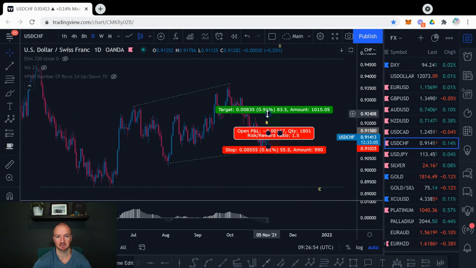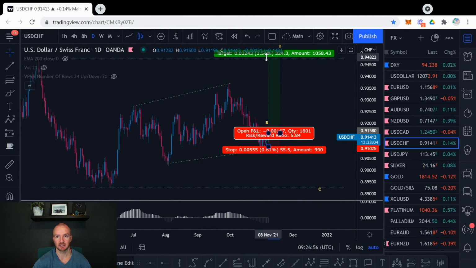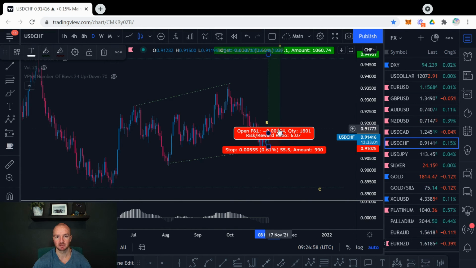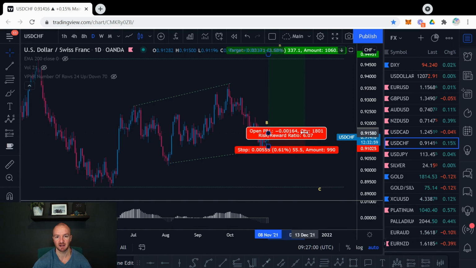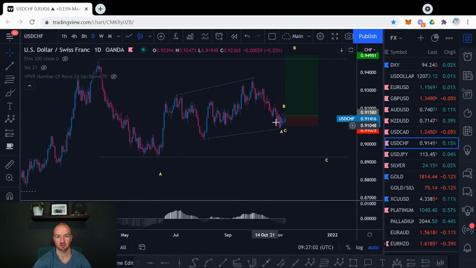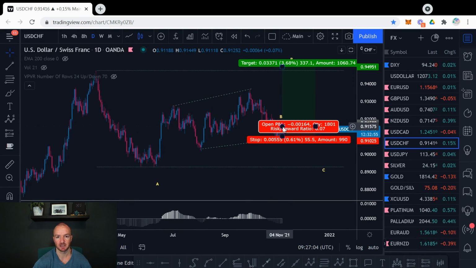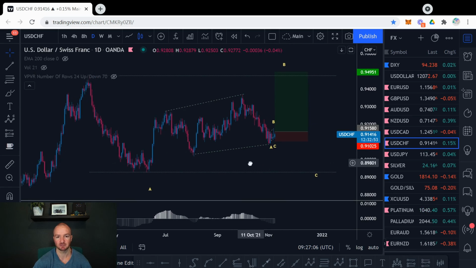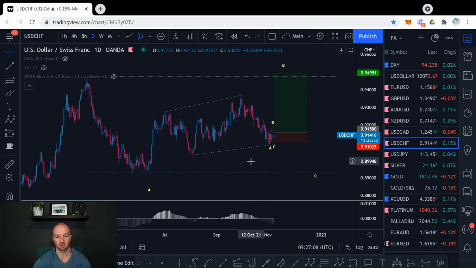Going back to that daily chart, the top target is around 0.95, which leaves you with a good 6-to-1 trade to the upside once the setup sets itself on the lower time frame. So that's looking really good, and it's a trade we really like.